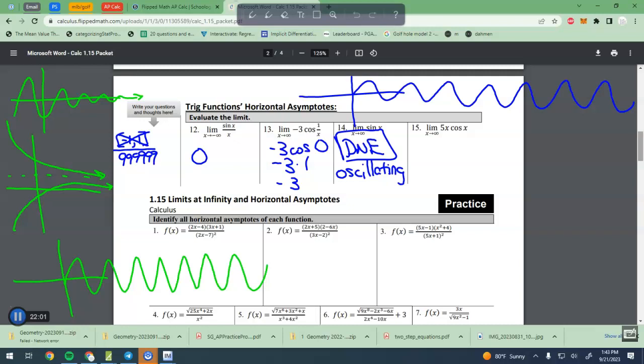Number 15. So cosine of x. I'm basically asking you to take cosine of infinity, but I don't know where infinity is on a cosine graph. Cosine just goes like this. So I can't say what the value is when x is infinity, because depending on where infinity is, it's different. So this is also DNE, because it's oscillating.